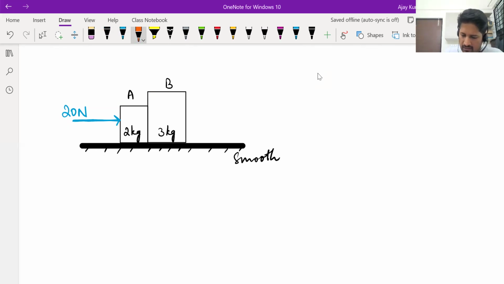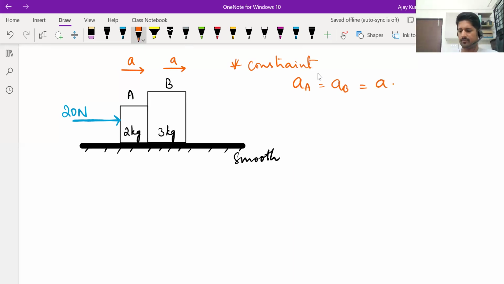Let's say they move together with an acceleration of a. So this is like a constraint now. A has to push B, means they have to stay in contact, means they must move with equal accelerations. So the constraint is that acceleration of A is equal to acceleration of B, which is equal to a.